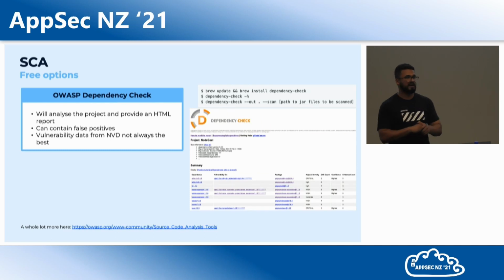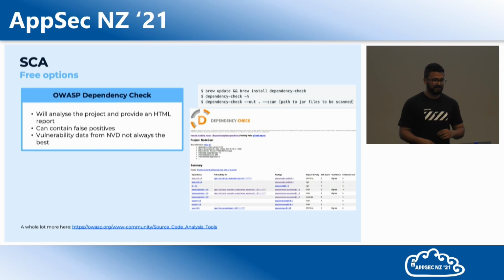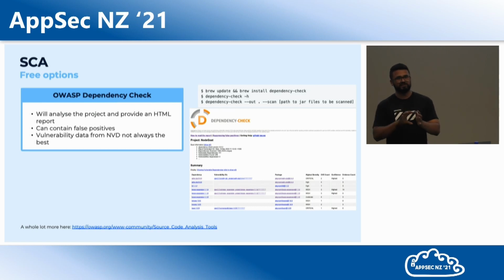If you're using Homebrew, it's literally 3 commands and you can run an analysis. It's the same on Linux and Windows. It's very easy. It spits out an HTML report. Because of the way it does its matching, they call it fuzzy matching, it may contain false positives, and we'll go into this a little bit more in a couple of minutes.